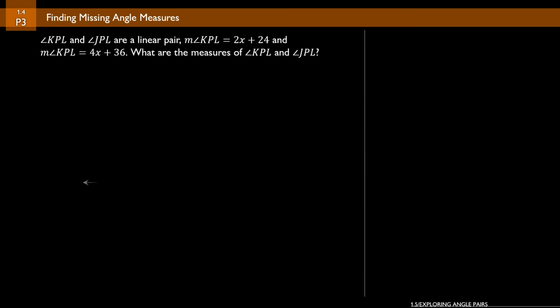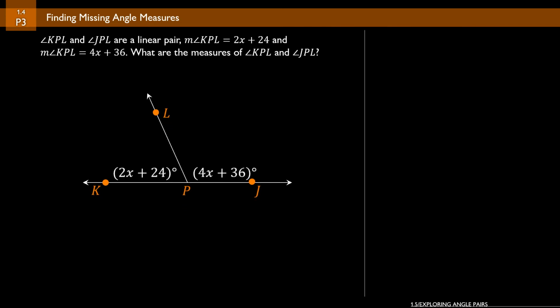That takes us to problem number 3, finding missing angle measures. This problem reads, angle KPL and angle JPL are a linear pair. The measure of angle KPL is equal to 2x plus 24, and the measure of angle JPL is equal to 4x plus 36. What are the measures of angle KPL and angle JPL?